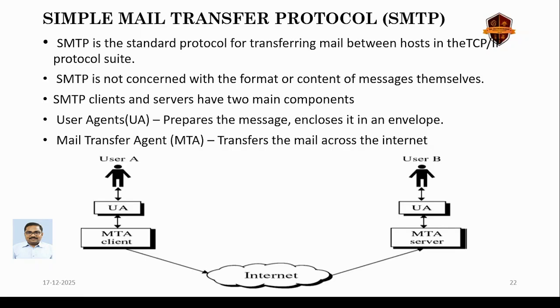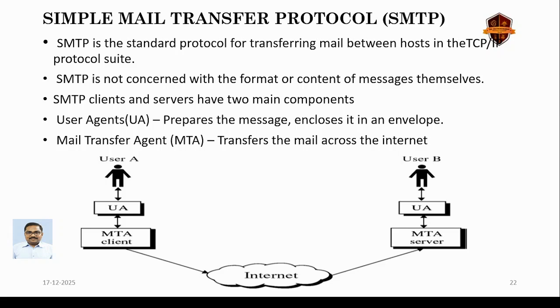Now the next type of protocol is simple mail transfer protocol, and this protocol is mainly used to send and receive mail between the two nodes, or the two systems, or the two mail hosts. Now here there are two main components, that is the user agent and the mail transfer agent. So the user agent prepares a mail and puts it in an envelope, and the mail transfer agent transfers a mail across the internet.